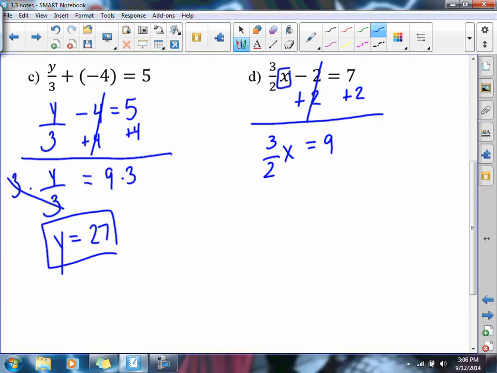Now I'm trying to solve for the x, and it's being multiplied by a 3 halves. So the opposite of multiplication is division, but I don't want to divide by a fraction. I want to multiply by the reciprocal. So those fractions cancel on that side. And I can multiply across. So I get 18 over 3, which is 6. Or I could cancel the 9 into the 3. And then 3 times 2 is 6.